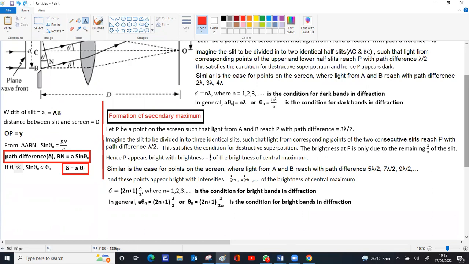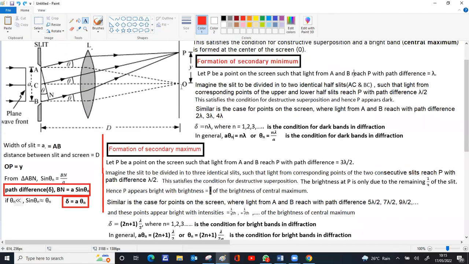So a sin theta n equals (2n plus 1) lambda by 2, or theta n is (2n plus 1) lambda by 2a. This is the angular position. From here you can measure the angle from the center of the slit. You can measure the angle theta n.